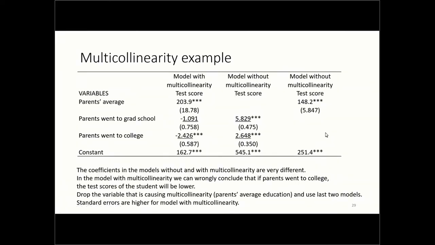Another point to note is that the standard errors are higher for the models that have collinearity. The standard error here is much higher than the standard error here. And the standard error here is higher than this one. And this standard error is also higher than this one. That's also what happens when we have a model with multicollinearity. That would lead to higher standard errors. Basically, that's not a desirable feature.